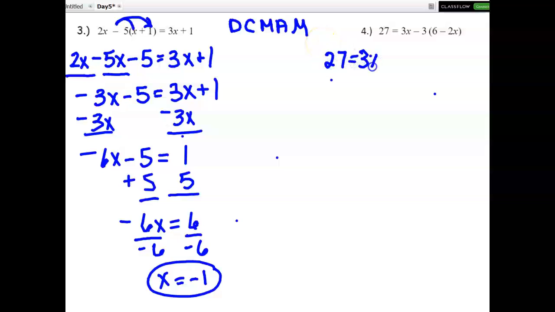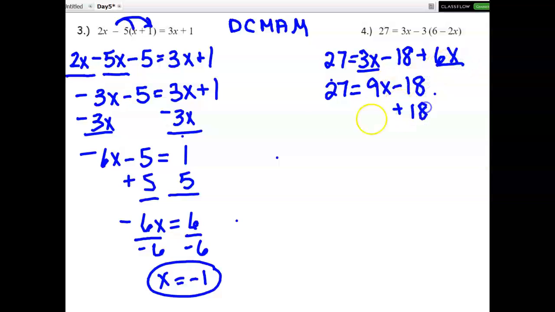So I've got 3x. I'm going to distribute. Negative 3 times 6 is negative 18. Negative 3 times negative 2x is positive 6x. All right, I'm going to combine my like terms on the right side. And I've got 3x plus 6x is 9x minus 18. Okay, and now I'm going to add 18 to both sides. Notice my variables on the right, that's fine.